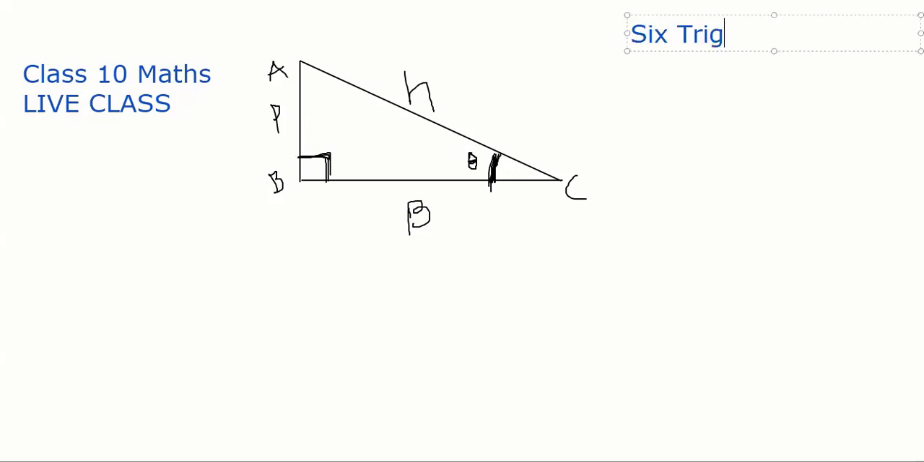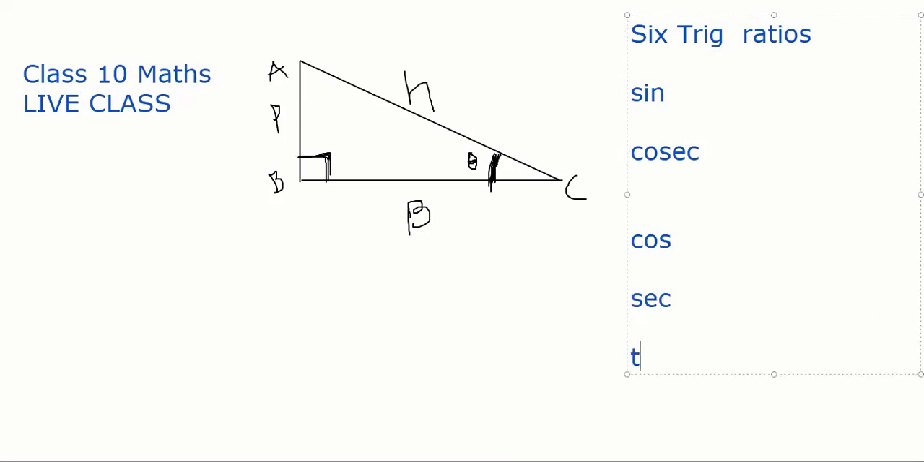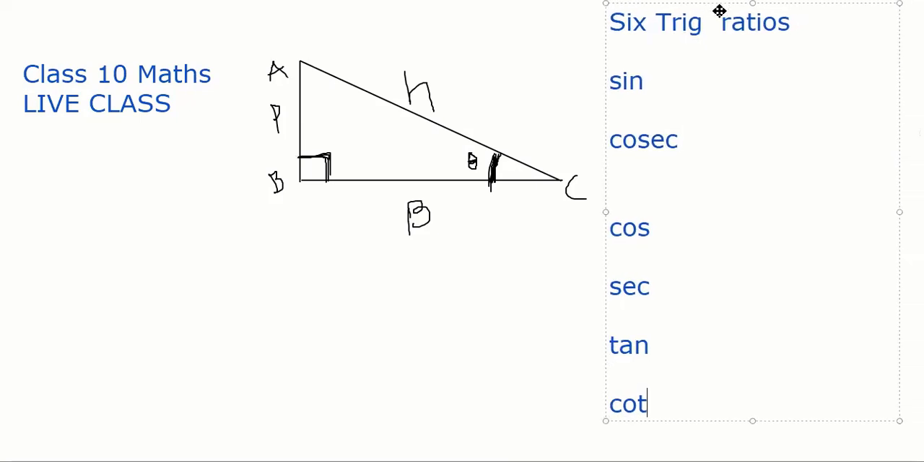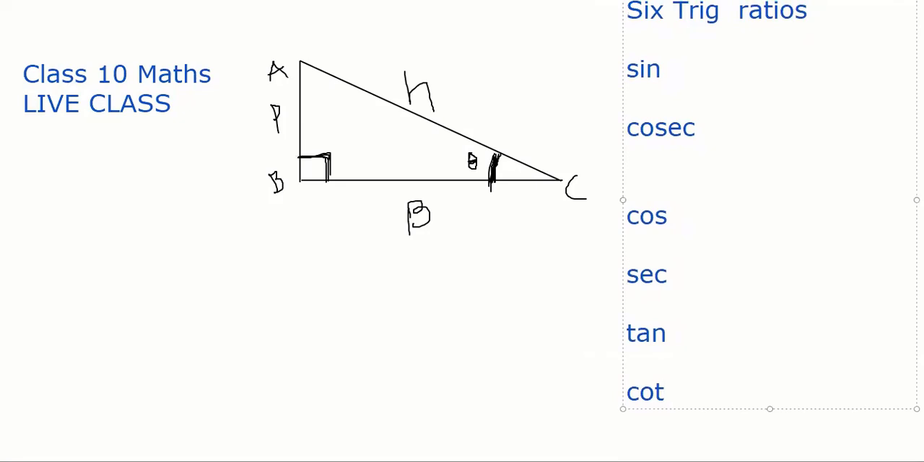6 trigonometric ratios. Like sine, and the reciprocal of sine is cosec. Then cos, and the reciprocal of cos is sec. Then tan, and the reciprocal of tan is cot. The 6 trigonometric ratios should be at your fingertips. Sine theta is always perpendicular by hypotenuse. So cosec is the reciprocal of sine, hypotenuse by perpendicular.